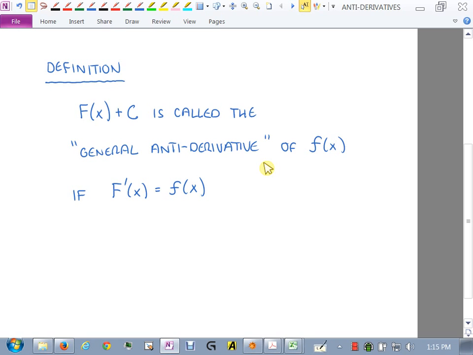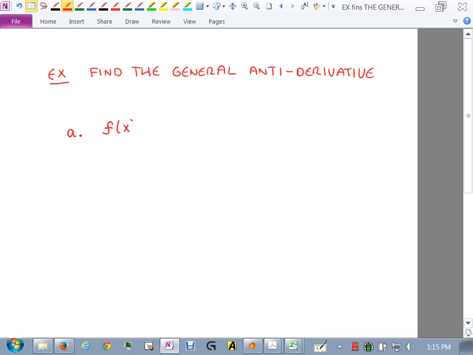So let's try a couple of examples. Find the general antiderivative. Okay, and I'm going to do a couple of them. A, little f of x equals cosine x. What is it? Sine x.